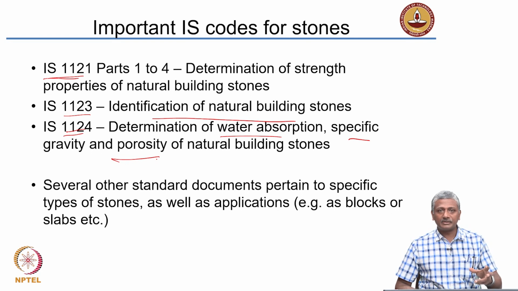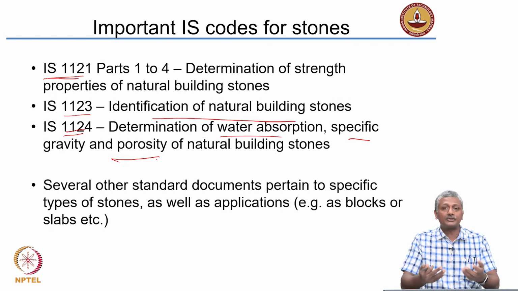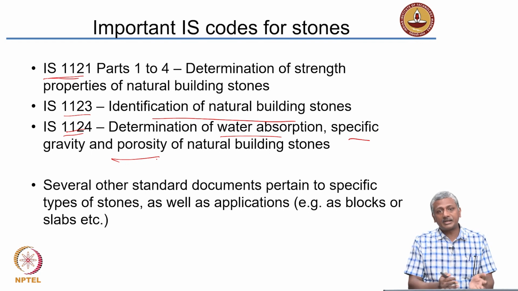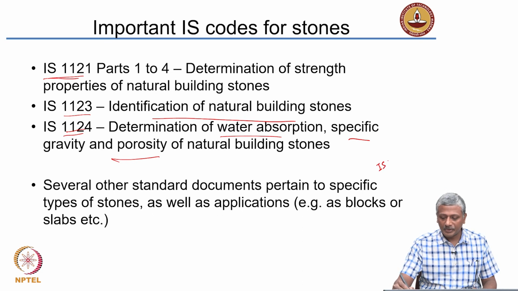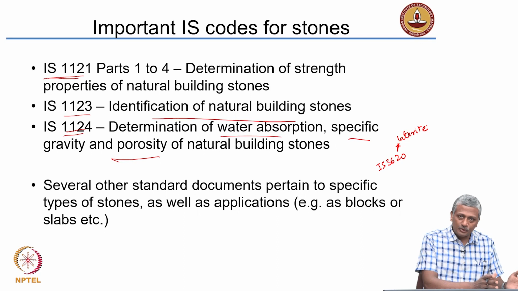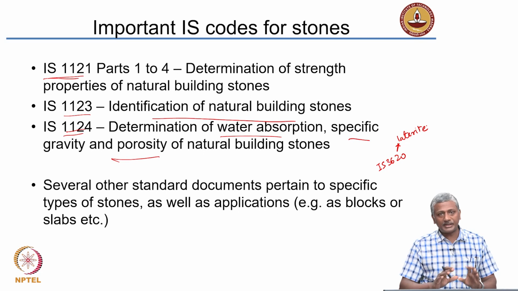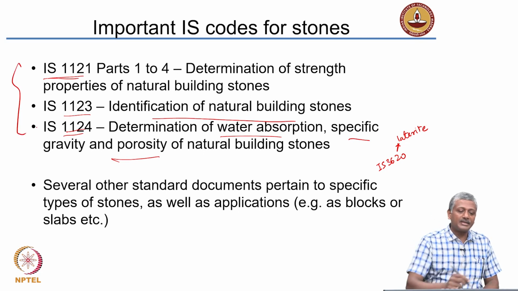Now apart from these guiding documents, you also have documents covering individual types of stones. For example, sandstone to make slabs is covered in a very specific standard. There is a standard for laterite specifically. Okay, I think laterite standard is IS 3620. That's the laterite standard. So you need to refer to these specialized standards to tie in the specific type of stones to the kind of applications that they are intended for. But the general purpose classification of all naturally occurring stones are covered in these three standards.